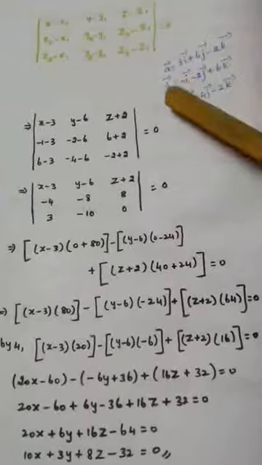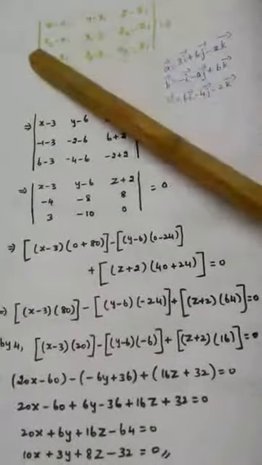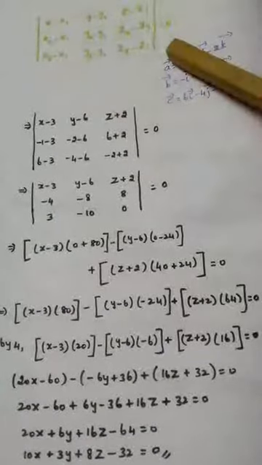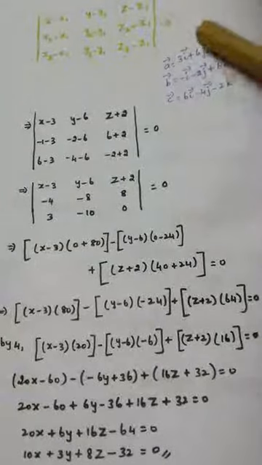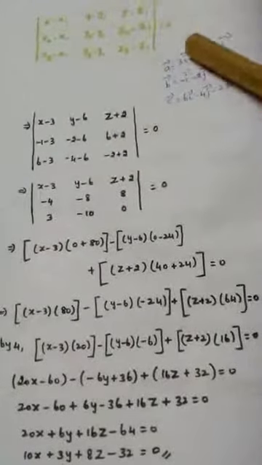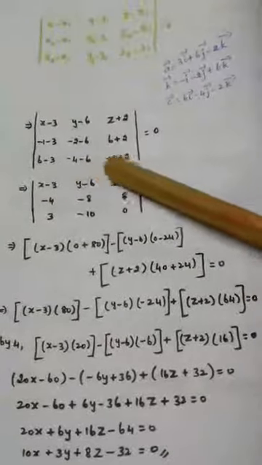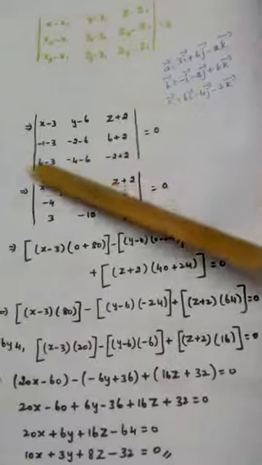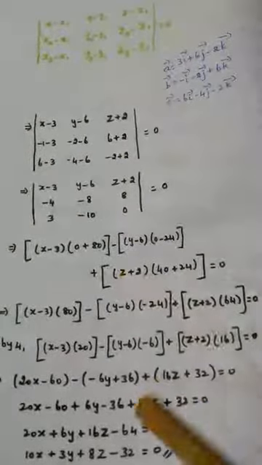Minus 1, minus 2, 6 are nothing but x2, y2, z2. So x2 minus x1, minus 1 minus 3. Minus 2 minus 6, 6 plus 2. Similarly, x3 minus x1, y3 minus y1, z3 minus z1. Just substituting the values, simplifying these and writing it again. And then after that, expansion.